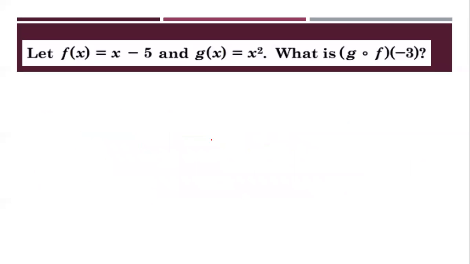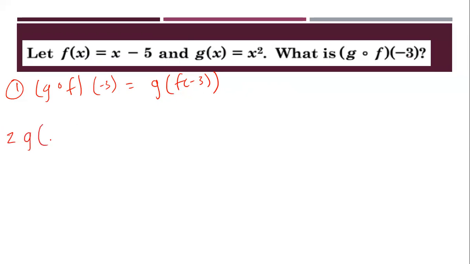Okay. So for example, we have f of x equals x minus 5 and g of x equals x squared. What is g composed of f at negative 3? So first thing we want to do is rewrite this. So g composed of f at negative 3 equals g composed of, this is composition notation. This is function notation. So we're in function notation. This lets me know that I am plugging f of x into g of x. So we're going to find g composed of f of x.